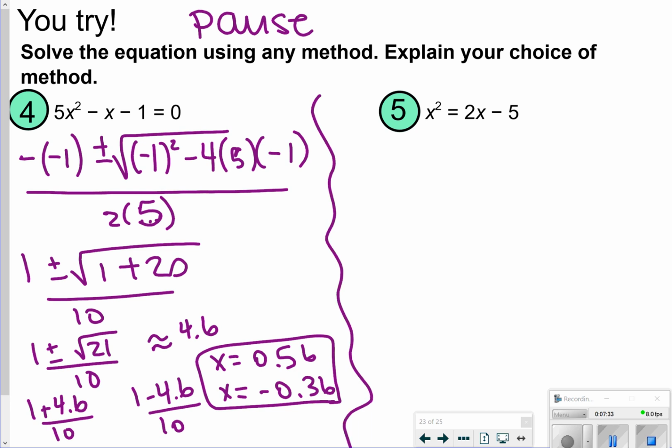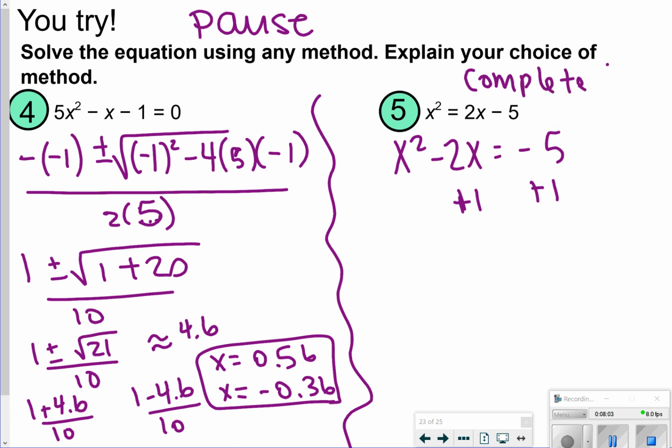For number 5, this one I can do by solving by completing the square, because I can move this 2x over. So that would make it x squared minus 2x is equal to negative 5, because a is equal to 1 and b is an even number. Half of 2 is 1 and 1 squared is 1, so I would add 1 to both sides. So again, I'm completing the square. So I'd have x squared minus 2x plus 1 is equal to negative 4.